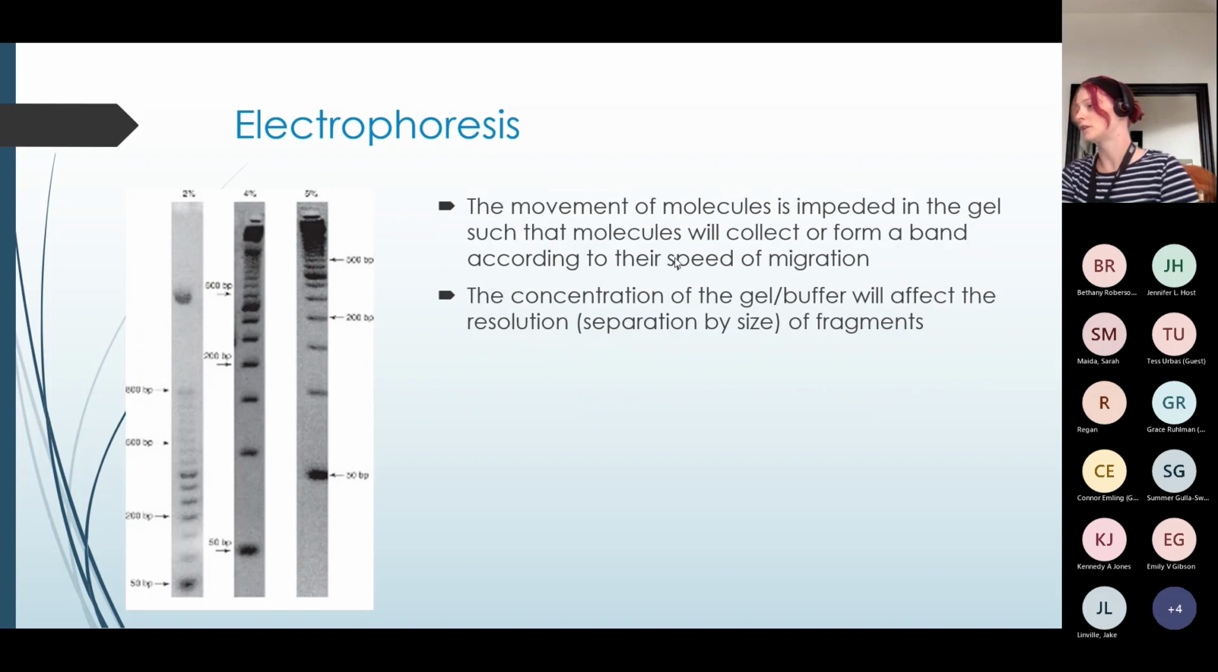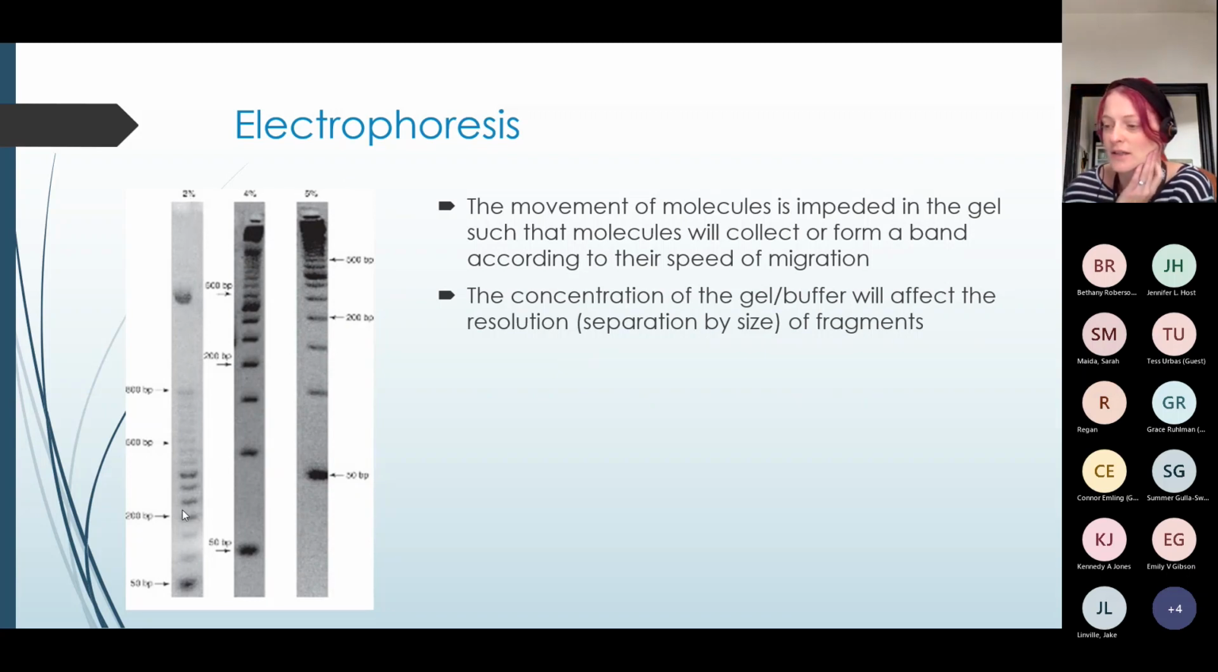The movement of molecules is impeded in the gel such that molecules will collect or form a band according to their speed of migration. The concentration of the gel buffer will affect the resolution, meaning the separation by size. You can see this is a 2% gel, a 4% gel, and that is a very blurry, I don't know, 8% maybe.